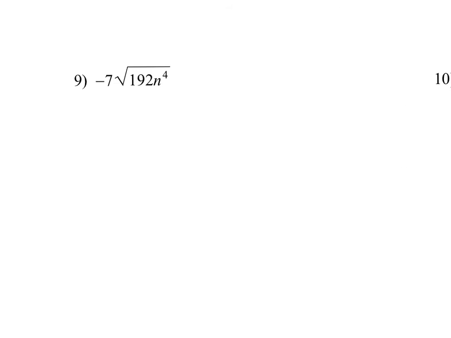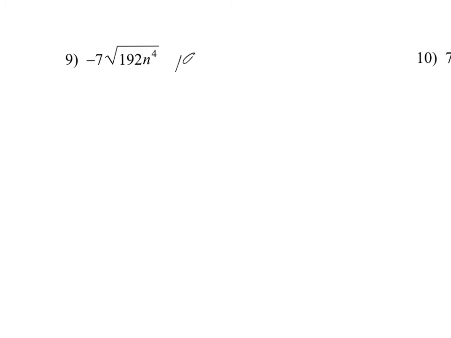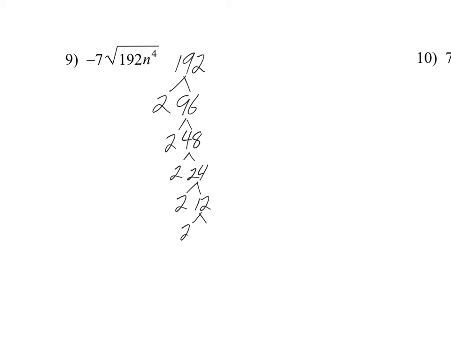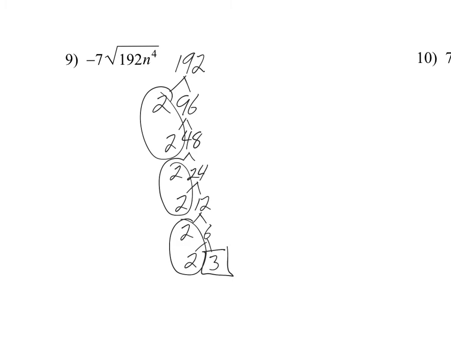The next one, these are getting a little bit harder now. I have 192, so I have 2 and 96, and then 2 and 48, and then 2 and 24, and then 2 and 12, and then 2 and 6, and 2 and 3. Okay, so I have a pair of 2s here, pair of 2s here, pair of 2s here. I have a 3 left over.